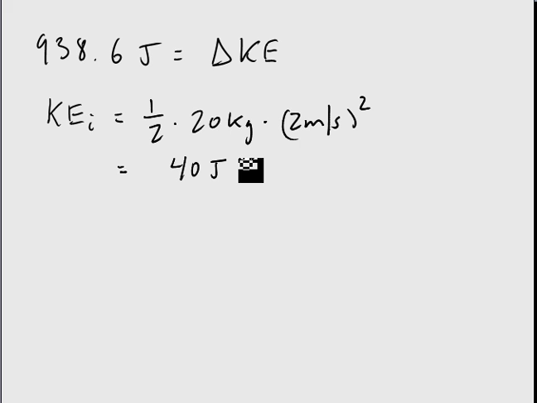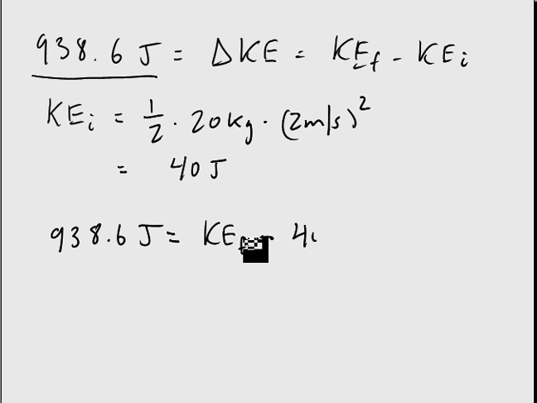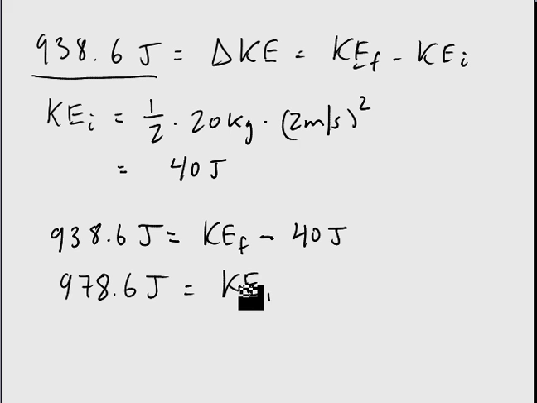And we know that the change in kinetic energy was 938.6 joules. So the way I could write that would be that that's equal to the final kinetic energy minus the initial kinetic energy. And I want to figure out what the final kinetic energy is. I don't know how fast it's going. So let's just set this up as 938.6 joules equals the final kinetic energy, which we don't know, minus 40 joules, which is the initial, which we do know. Right, so we just add 40 to both sides, and we get 978.6 joules is equal to the final kinetic energy.